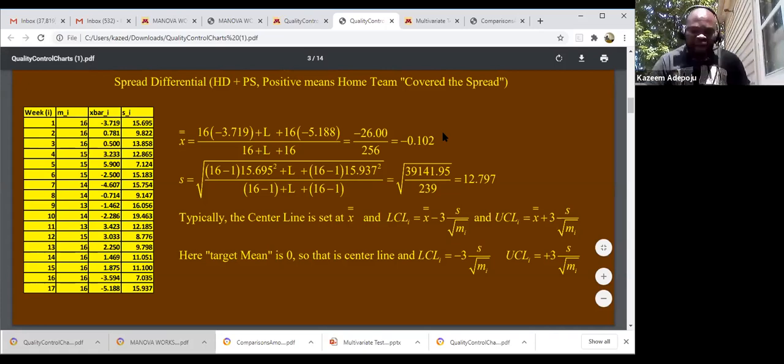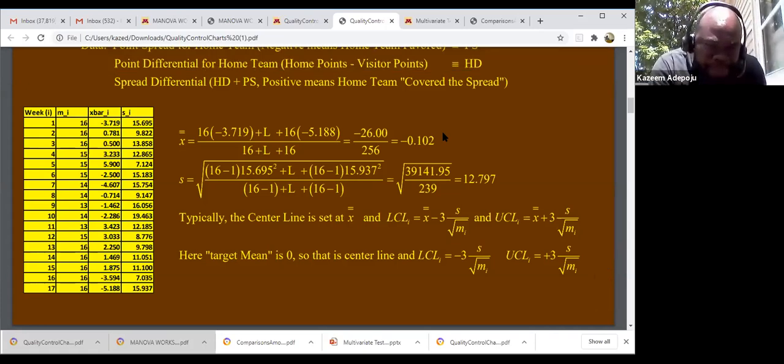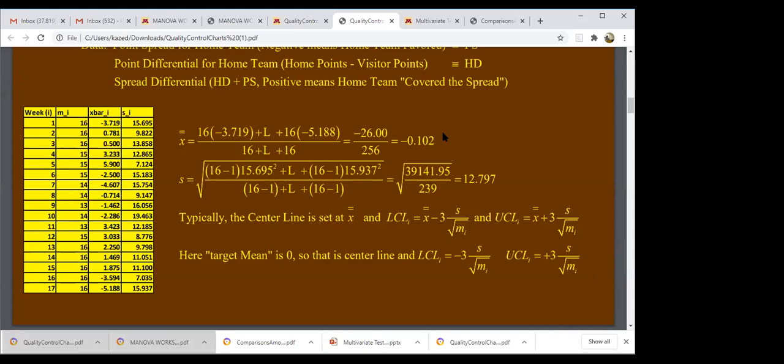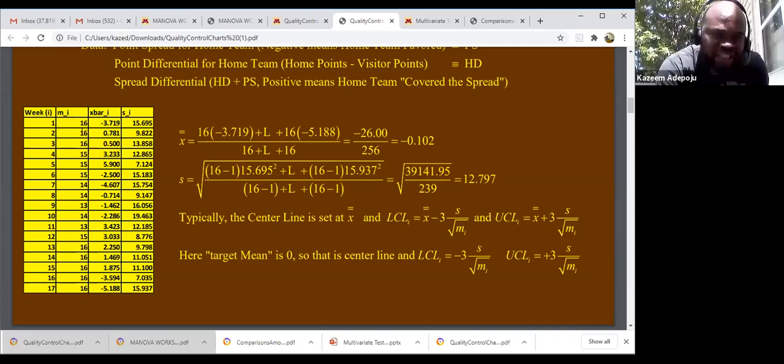I think you guys are hearing me, right? Yes. So like I said, you use this to multiply the X bar, this multiplied by that, until you get to the last one. Then you divide everything by the addition of these weights, and that's going to give you the center line.